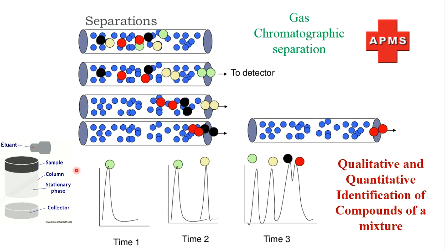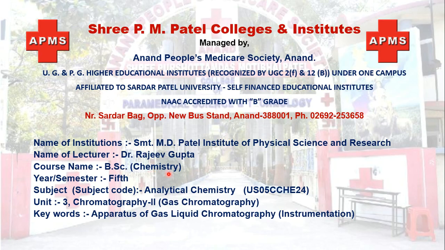The course which I am currently taking is BSc Chemistry. The semester is 5th semester. The subject is Analytical Chemistry and its subject code is US05CCHE24. The unit number is third, which is chromatography second, and its first major topic is gas chromatography. And in this lecture, I am going to talk about instrumentation of gas liquid chromatography, or its apparatus.